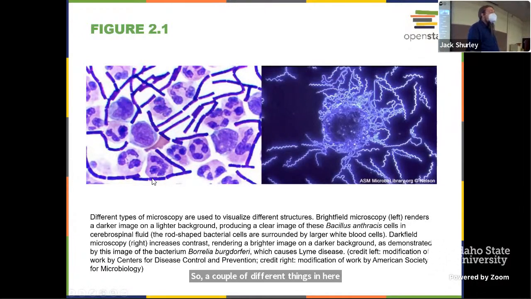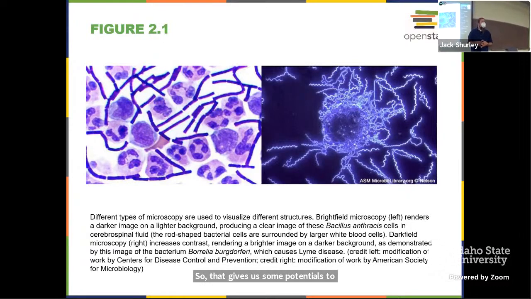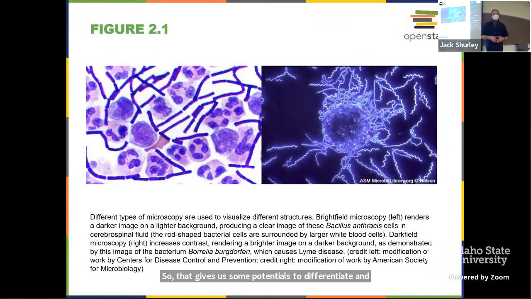This image, again, a bright field microscopy. I've mentioned a little bit about gram staining, and we're going to show you more details with this. This is a gram stained image where we're able to differentiate between types of cells, positives or negatives, and basically what bacteria have thick, we would call them gram positives, thick cell walls, or very thin cell walls, and those are the gram negatives, all right? So that gives us some potentials to differentiate and think about them on different angles as we're evaluating the types of microbes that we're examining.